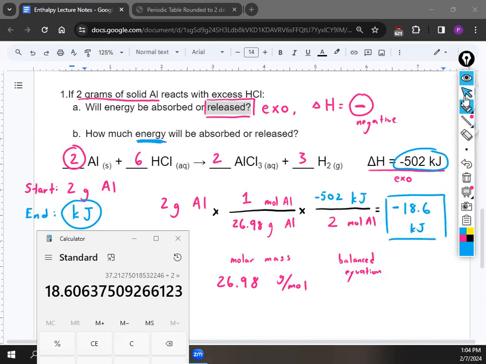Okay. So again, I'll write down how we got this number. It's regular stoich or regular math. It's 2 divided by 26.98 times negative 502 divided by 2.